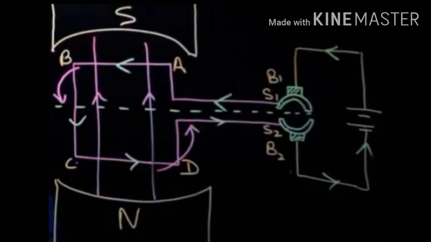It rotates anti-clockwise, and another thing you have to remember: if you change the polarity of the battery, it will change the direction. That means if it is anti-clockwise from this position at first, if you change the polarity of the battery, then it will be clockwise. Clear? That is how it works and rotates.